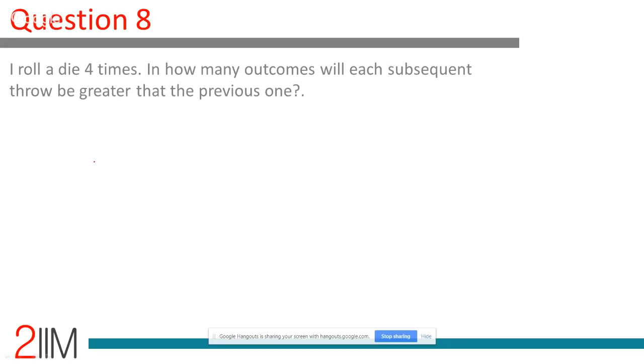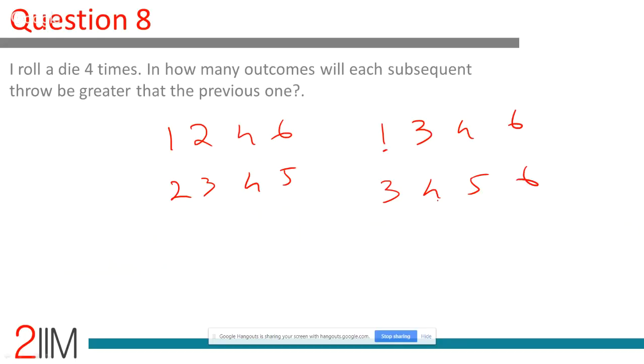In how many outcomes will each subsequent throw be greater than the previous one? We could have a scenario where it is 1, 2, 4, 6, or 2, 3, 4, 5, or 1, 3, 4, 6. The first throw cannot be more than 3. There are 3, 4, 5, 6, but this can't be 4. The first throw can only be 1, 2, or 3.